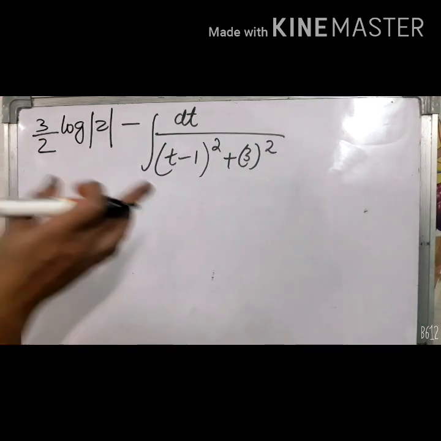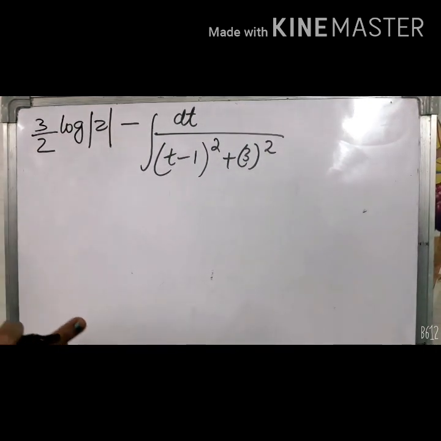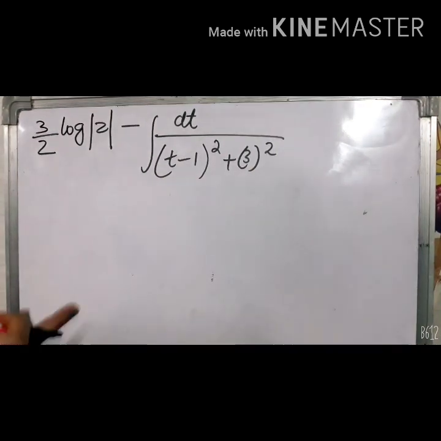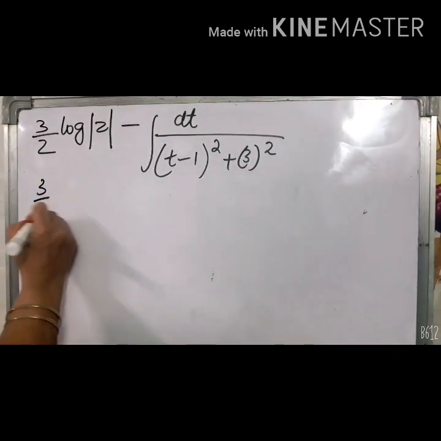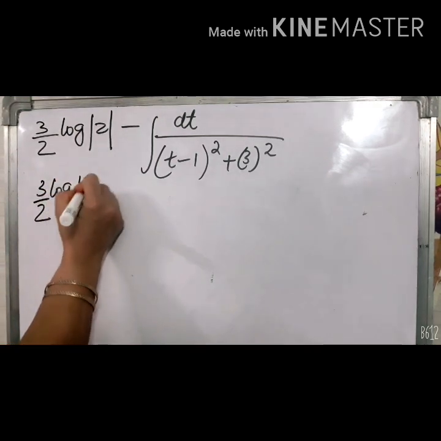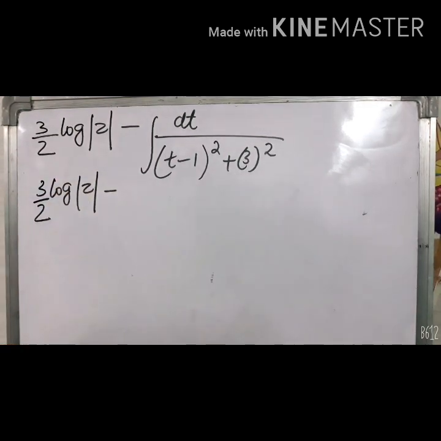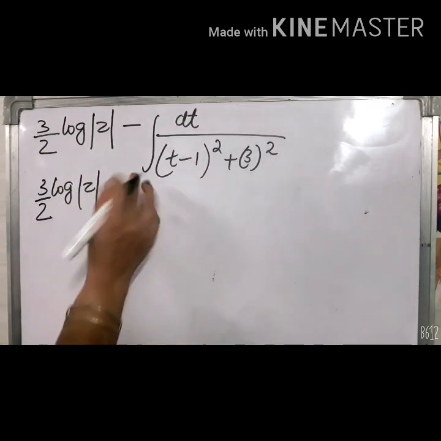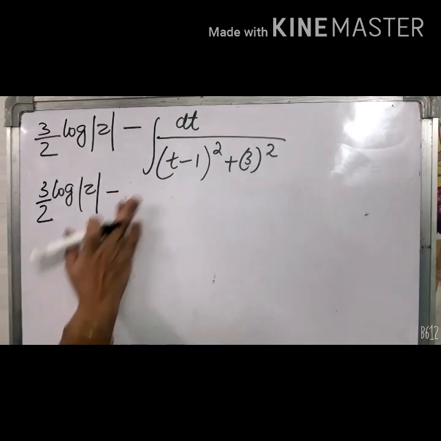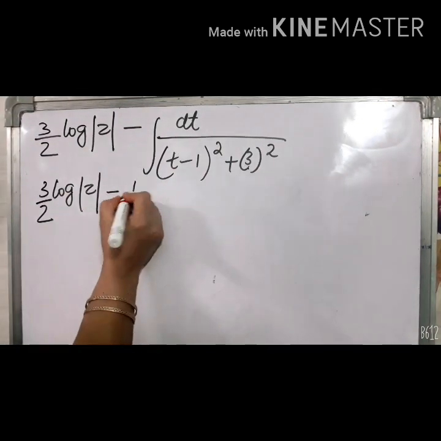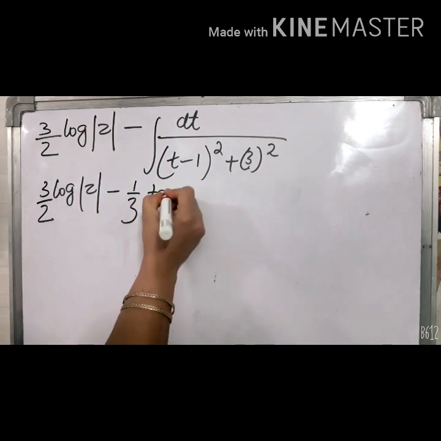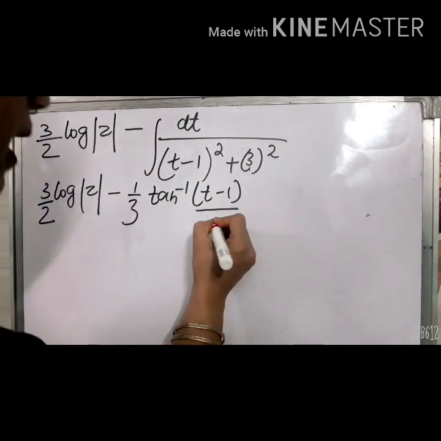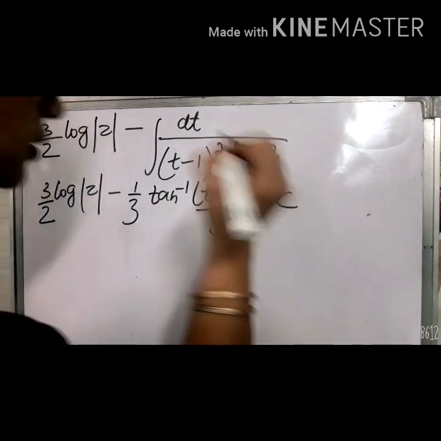Again go to the formulas. dx by (x square plus a square), what is the integration? 1 upon a tan inverse (x upon a). If you don't remember the formulas, you cannot do mathematics. So here it becomes 1 upon a, a is your 3, 1 upon 3 tan inverse. What is x? x is (t minus 1) by 3, plus c constant.